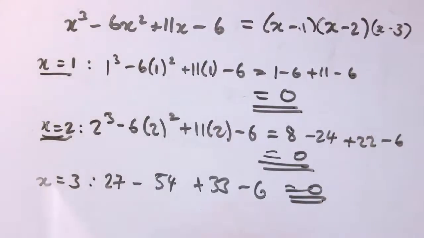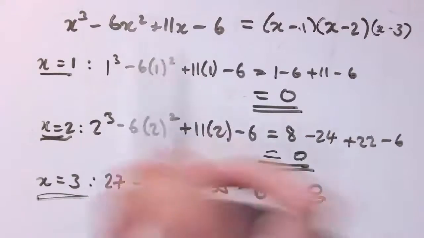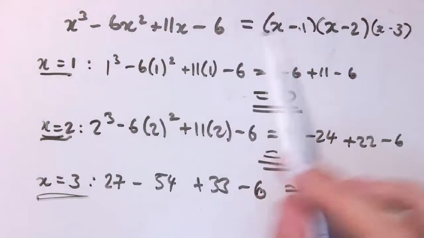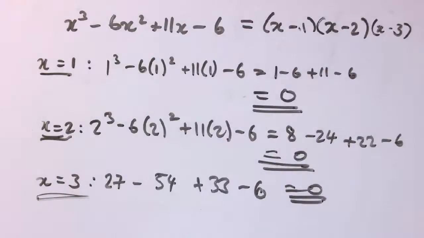Now, if you tried any other number in this one apart from 1, 2 and 3, you would not get 0, right? I've designed it so that 1, 2 and 3 worked. Usually, it's not as easy as that, right? You might have to try some more numbers before you find it. But that gives us this nice way of factorizing polynomial expressions, because if a value is a root of the equivalent equation, then x minus that must be a factor.